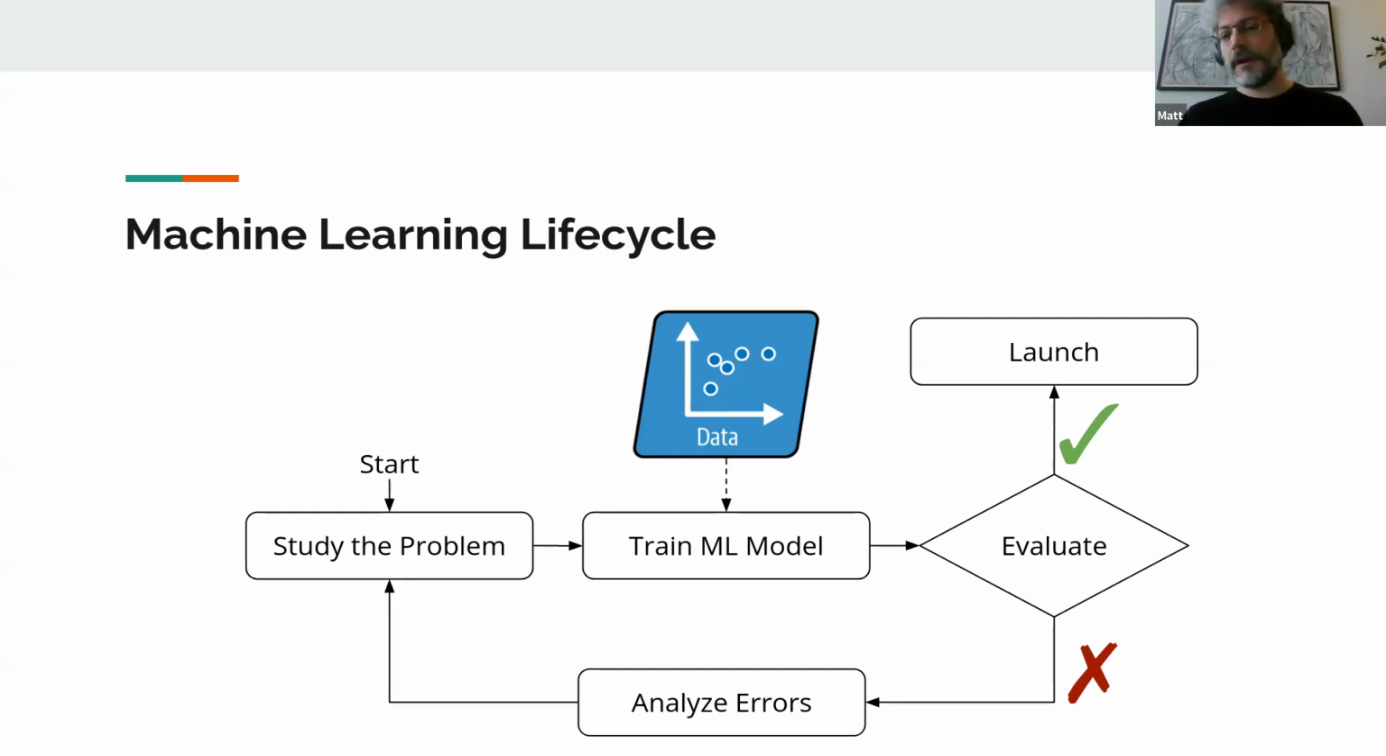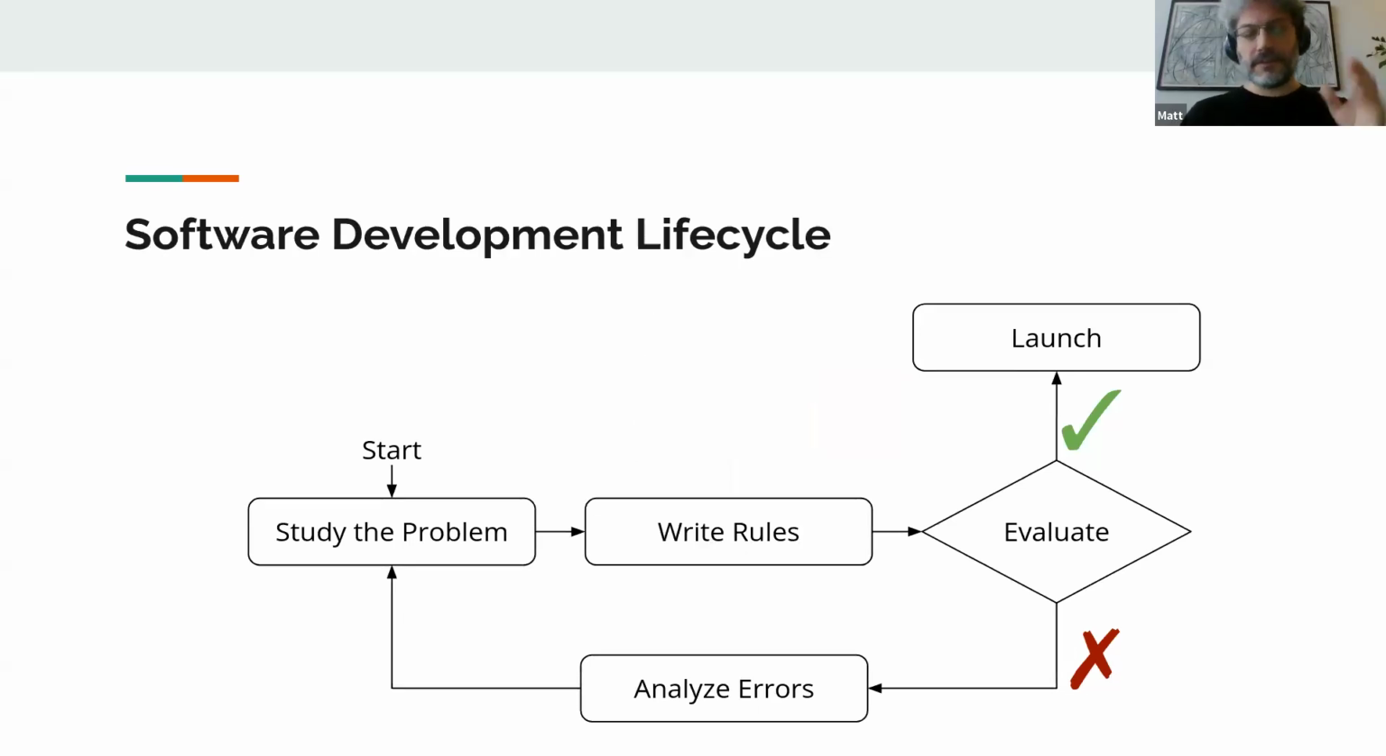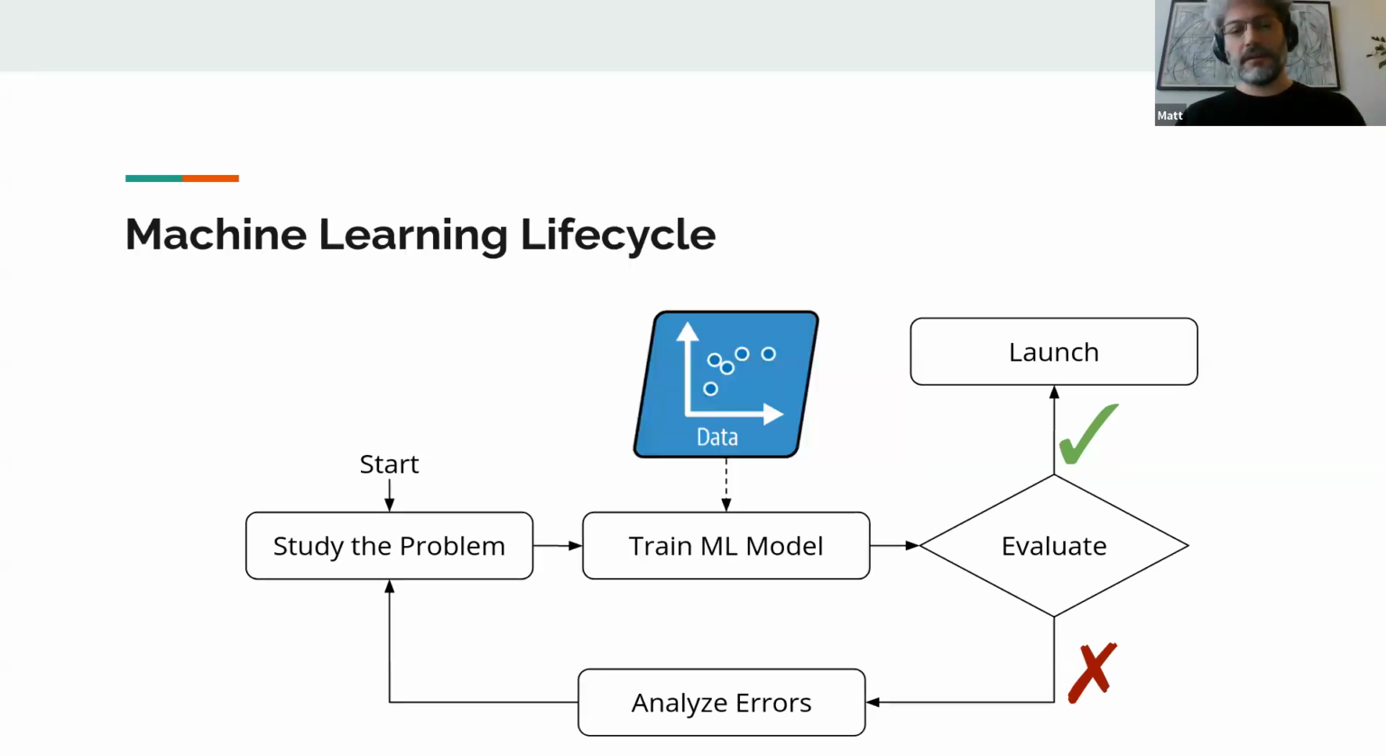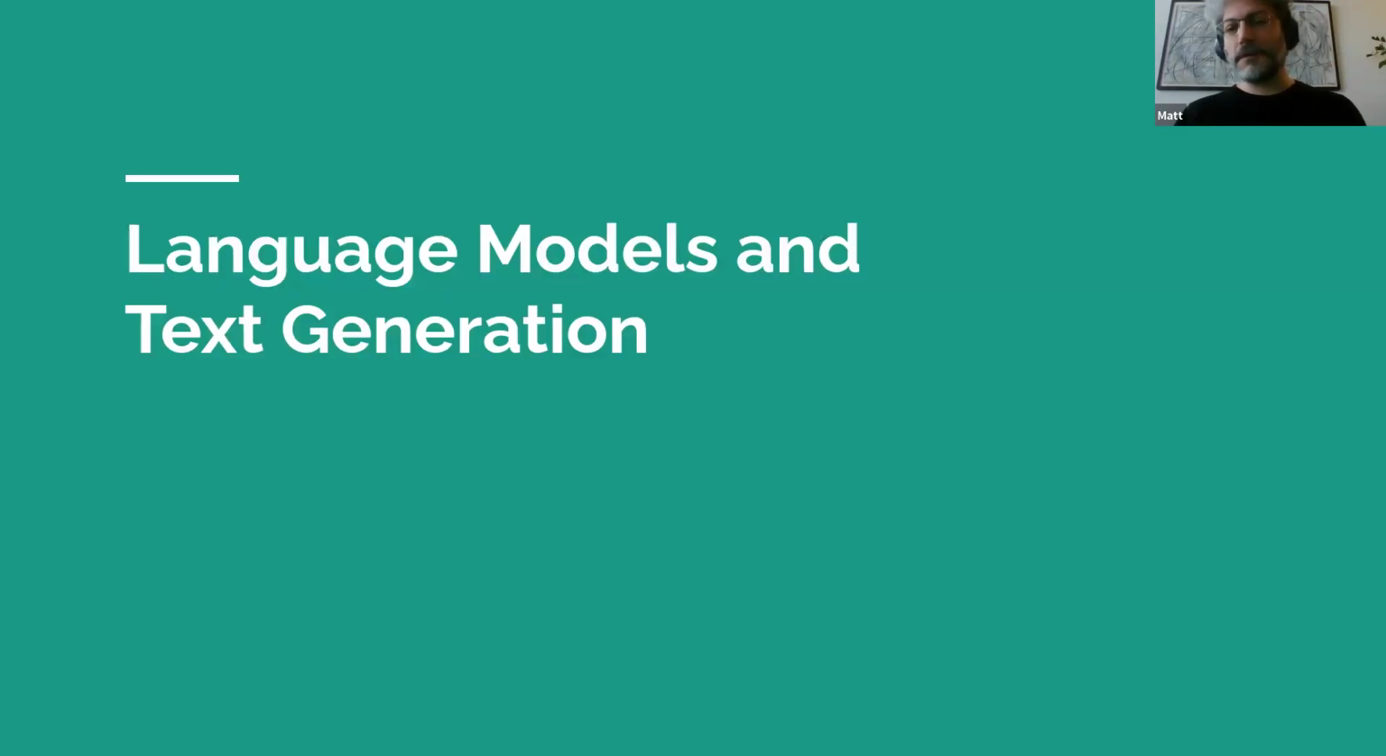Otherwise, you go back, study the problem again, and try something different. But the main difference here is that with a typical software development lifecycle, you are the one deciding how the program works and what decisions are made. With the machine learning model, you are not doing any of that. You're allowing the model to make those decisions on its own based on what it observes in the data. So with that out of the way, let's get into language models and text generation.